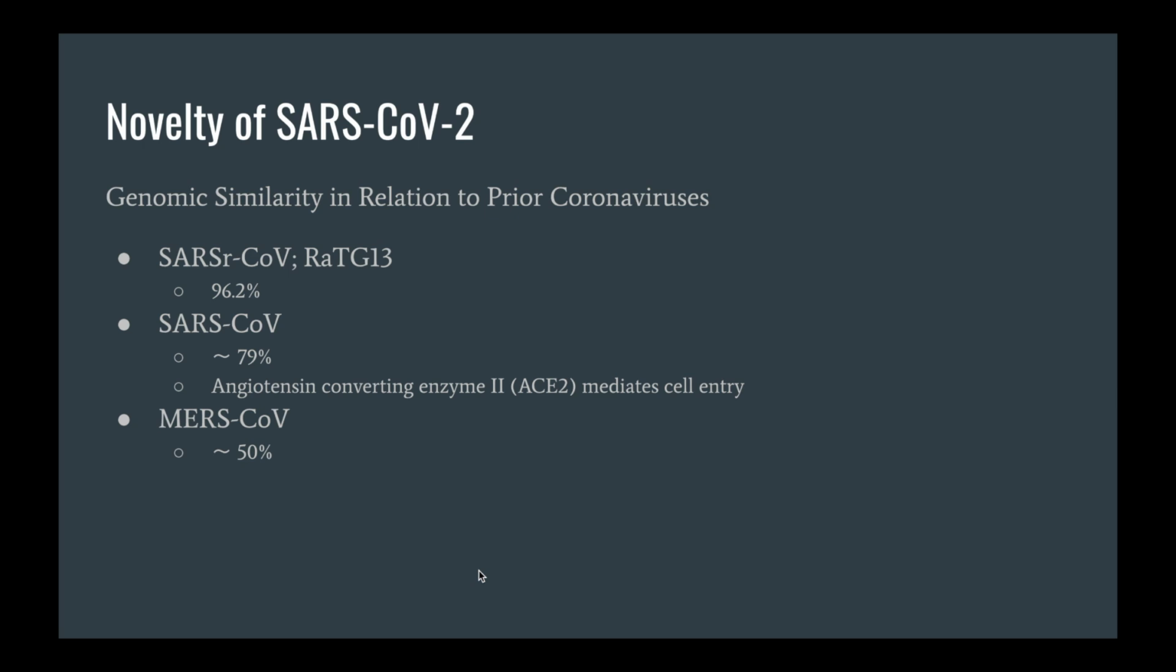So while SARS-CoV-2 is the latest update in coronaviruses, several teams have recently confirmed genetic similarity between other coronaviruses, as well as suggested that it was derived from a bat reservoir. Using whole genome sequencing, the novel virus has 96.2% similarity to bat SARS-related coronavirus, denoted by RATG13. Its next most related coronavirus is SARS-CoV, which has about 79% similarity and has been confirmed to use the same receptor, angiotensin converting enzyme 2, to mediate cell entry. Additionally, MERS-CoV is the third most related coronavirus to the novel one, with 50% genomic similarity.